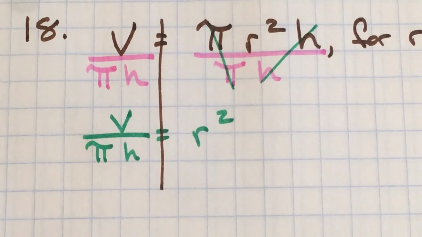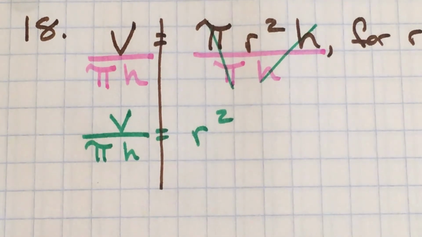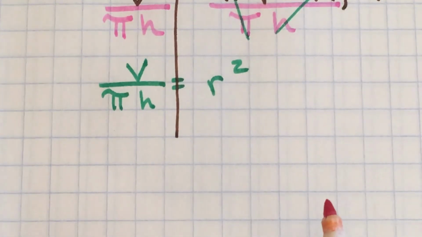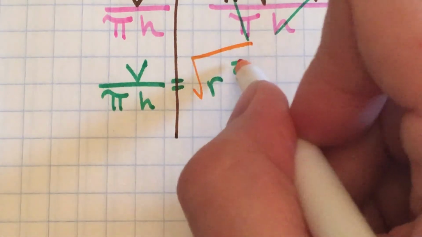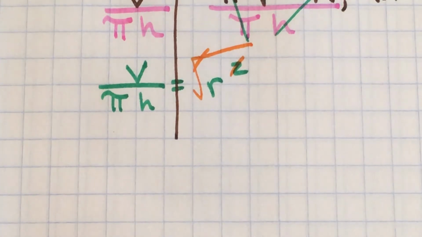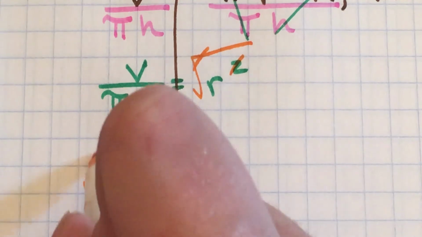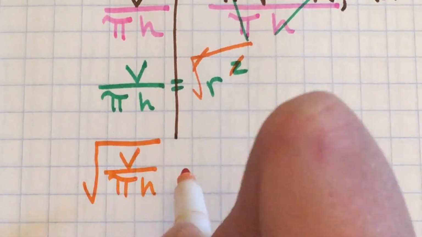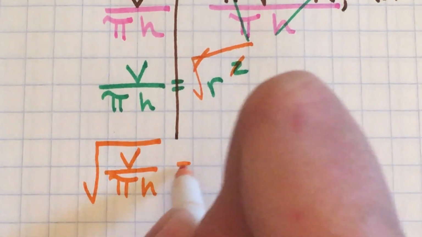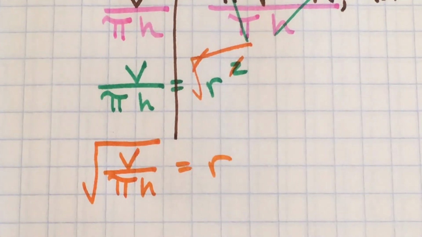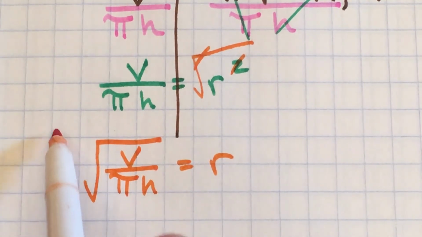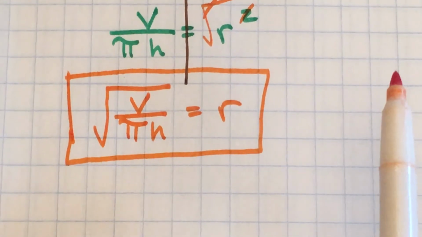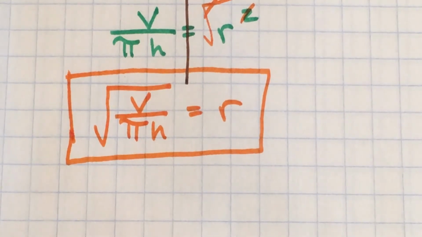All right? And very, very similar to what we just did in number 8, how do you get rid of a square? We said you would square root it. The square and the square root cancel each other out. So the square root of the volume divided by pi times height. So make sure all of that fits inside of your square root. You might need to make your square root a little taller. And that's what your radius is equal to, the square root of the volume divided by pi times height.